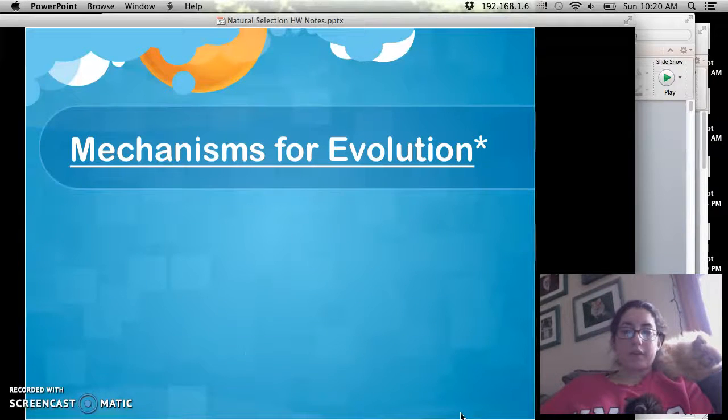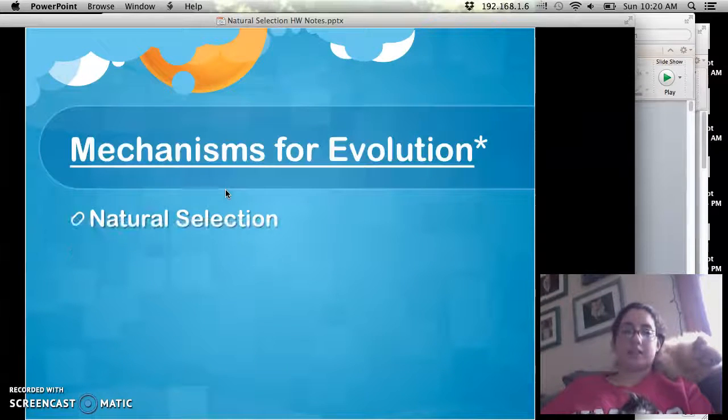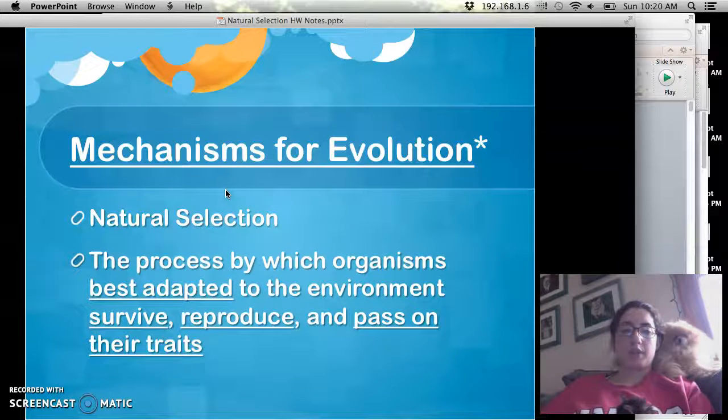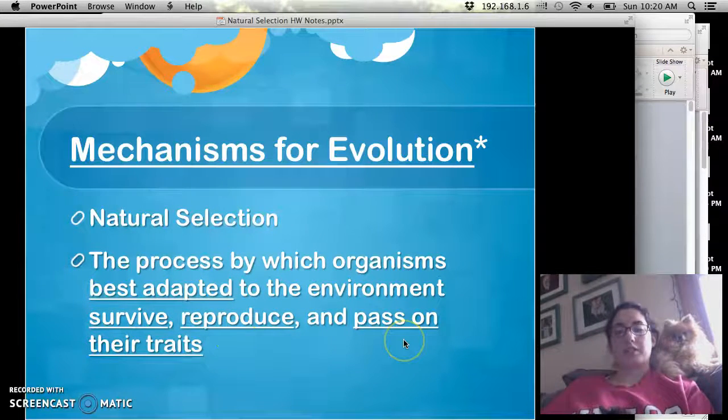Good, so going forward we're going to be talking about mechanisms for evolution, which basically means ways that evolution occurs. So the most important one is natural selection. We talked about it briefly before, but natural selection is the process by which organisms best adapted to the environment survive, reproduce, and pass on their traits. Definitely copy all this down. Even if you had it, you might as well write it again because it's that important.